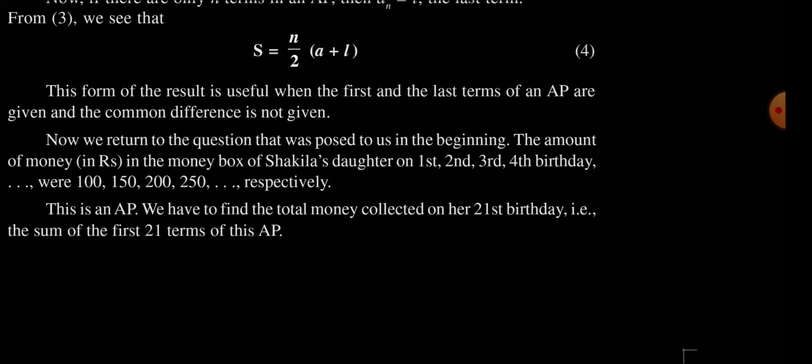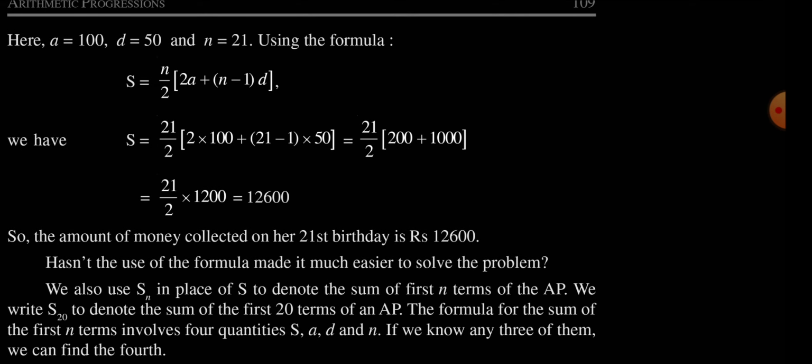Now we return to the question that was posed to us in the beginning. The amount of money in Rs in the money box of Sakla's daughter on the first, second, third, and fourth birthdays were 100, 150, 200, 250 respectively. This is an AP. We have to find the total money collected on her 21st birthday. In other words, the sum of the first 21 terms of this AP. Here a is equal to 100, d is equal to 50, and n is equal to 21.